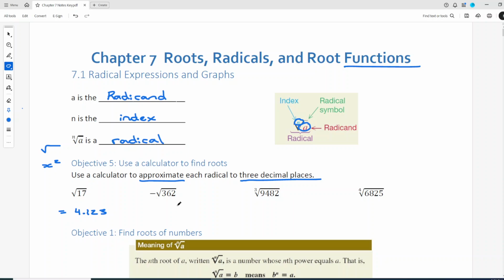So I can hit plus or minus and get the negative, then I can put my square root sign, and then I can type in 362, and then it gives me the answer of negative 19.026. If you can't do that, like if it won't let you put a negative out front, you could put negative 1 times the square root of 362, because that is another way of reading this. Or you can just type in the square root of 362 and then make sure your answer comes out negative.